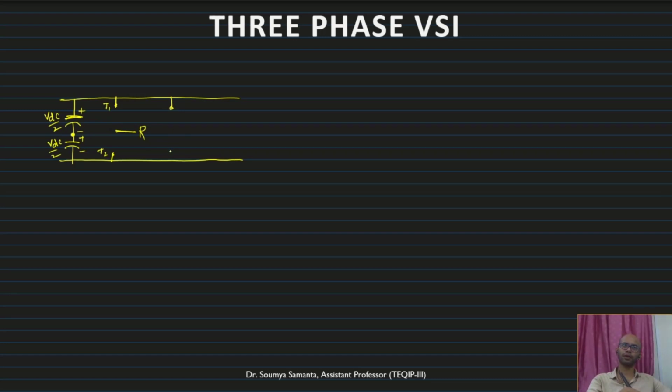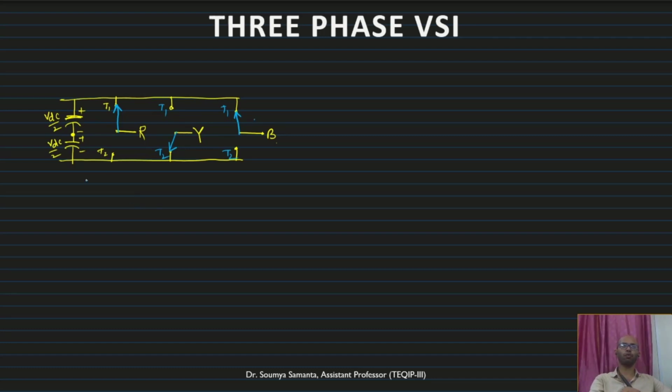Next let us draw for phase Y. Similarly we can draw here for phase B. Okay, so here, if R is connected to throw T1, and suppose this one is connected to throw T2, so this is T1, this is T2. This is also T1 and T2 for B, and T1 T2 for Y.